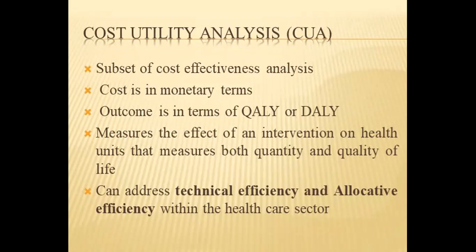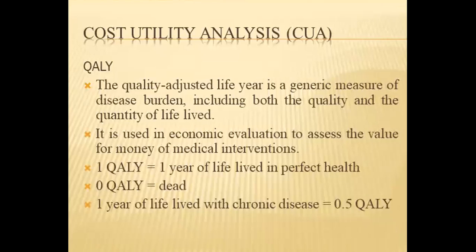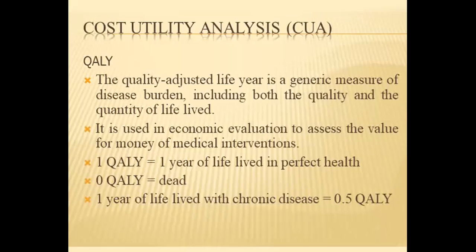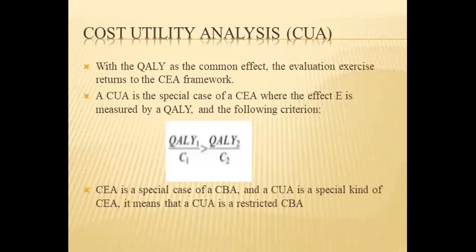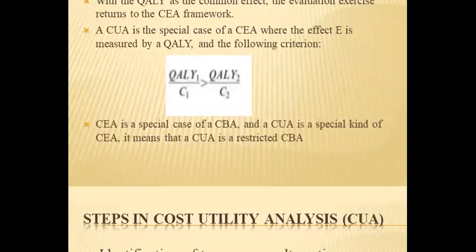It can address both technical and allocative efficiency within the healthcare sector. Cost utility analysis is a generic measure of disease burden, including both quality and quantity of life. It is used in economic valuation to assess the value for money of medical interventions. One is 1 year of life lived in perfect health and zero is death. Cost utility analysis is a common evaluation exercise and it is a special case of cost effectiveness analysis.